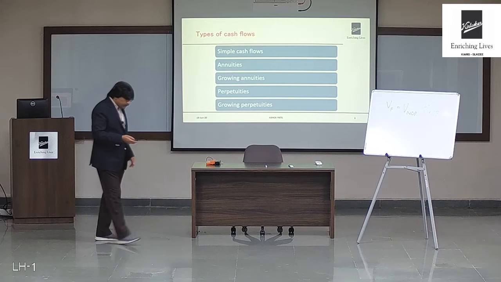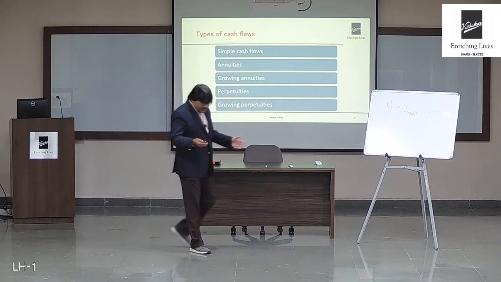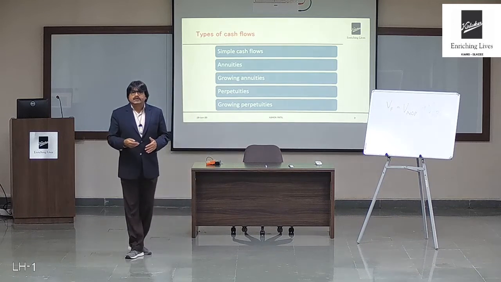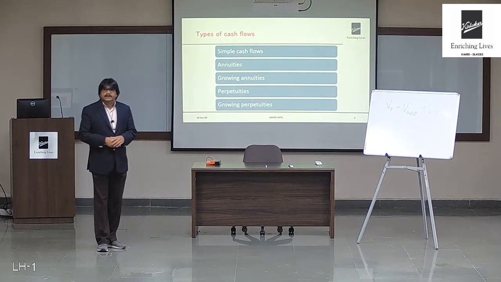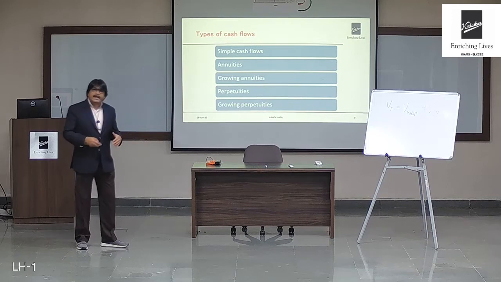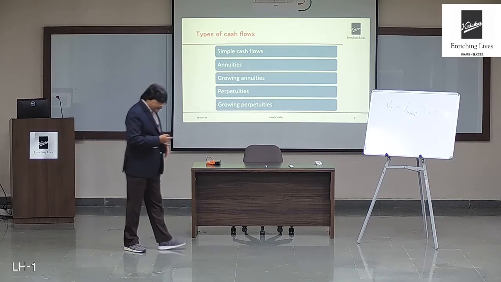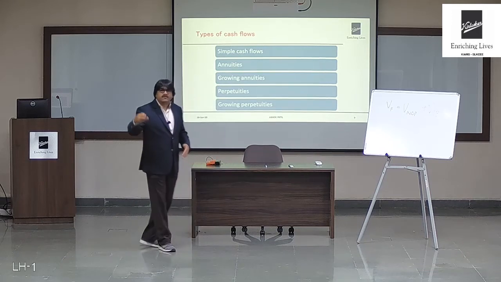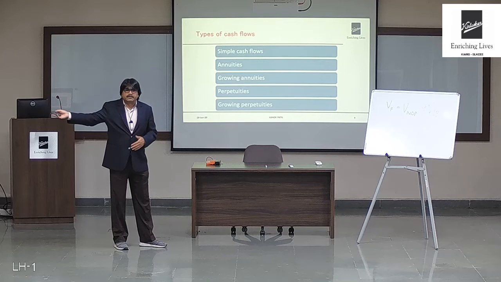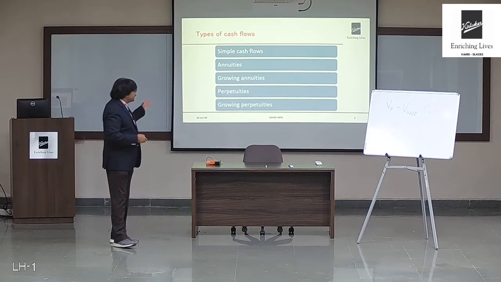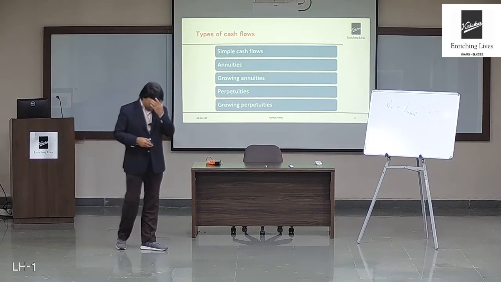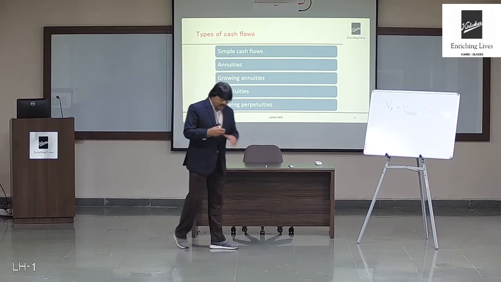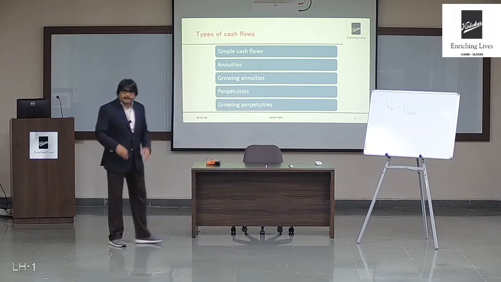The next interesting factor is that, as we said, firms are entities which are perpetual. They don't die. Therefore, we can make an assumption that if the firm is going to continue, the cash flows need to be forecasted accordingly for a perpetual period. In that case, we need to see how perpetuity cash flows are valued. And the last one, growing perpetuities, can also be calculated.